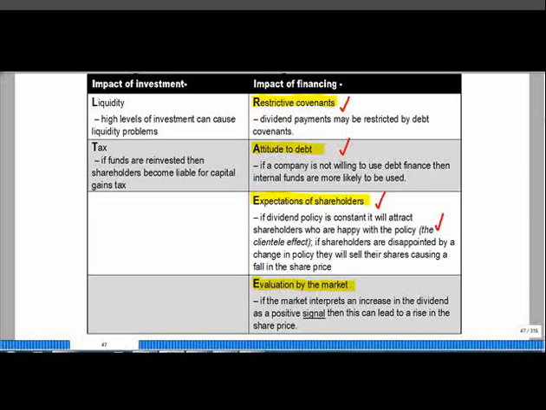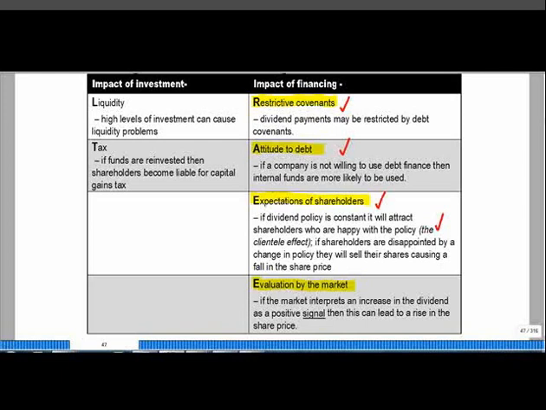And this is sometimes called the clientele effect. So shareholders who like high dividends will buy shares in certain companies. It would therefore be very dangerous for that company to change its policy. It will result in lots of shareholders selling their shares, which will cause the share price to go down.